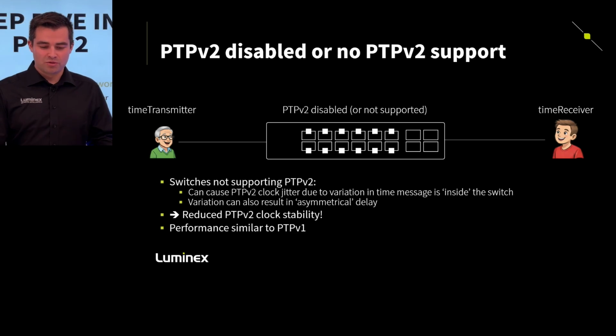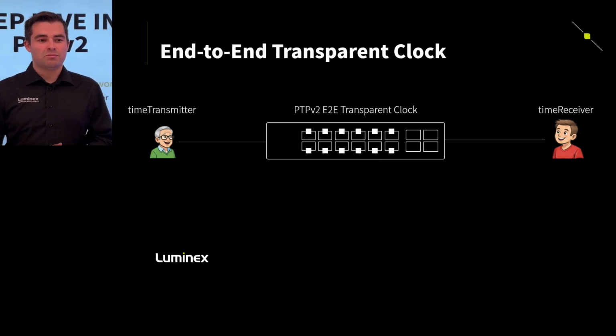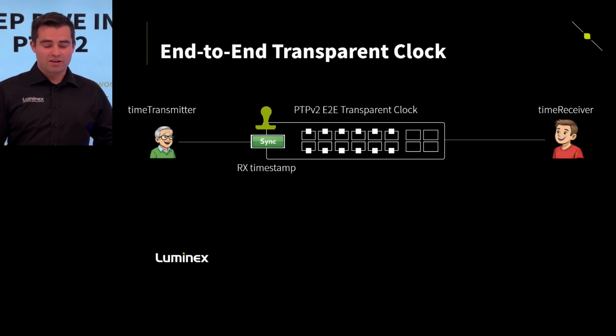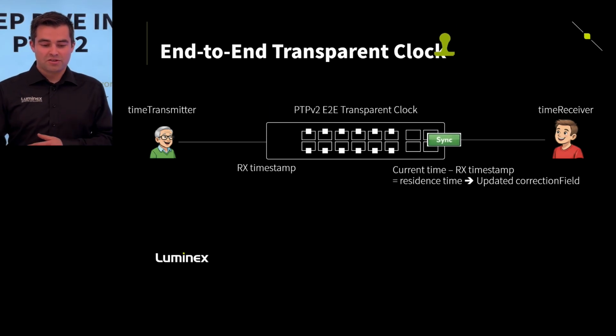So what can we do to address this problem? We can put the switch in PTPv2 end-to-end transparent clock mode. When the switch is in end-to-end transparent clock mode, it will timestamp the incoming packets, so the incoming event packets will get an RX timestamp. It will remember when this packet arrived at my ingress port. The packet will spend some amount of time in the switch to get propagated, and again, it will get a timestamp right before it exits the switch, right before it's being transmitted on the egress side.